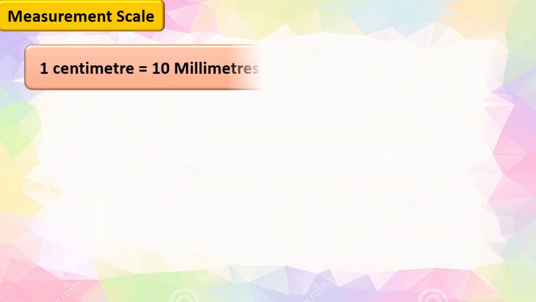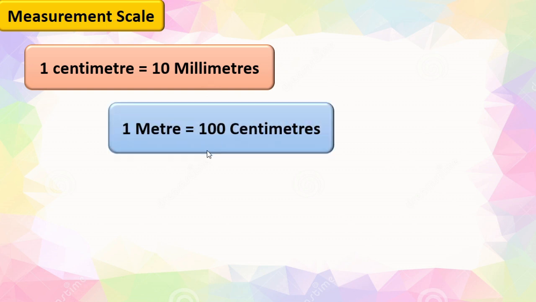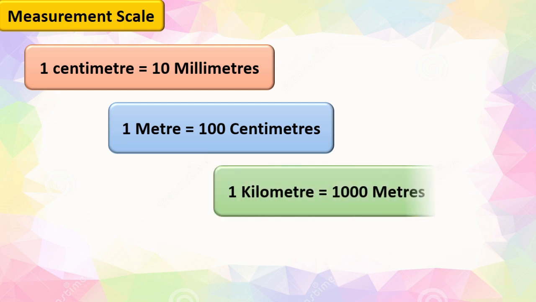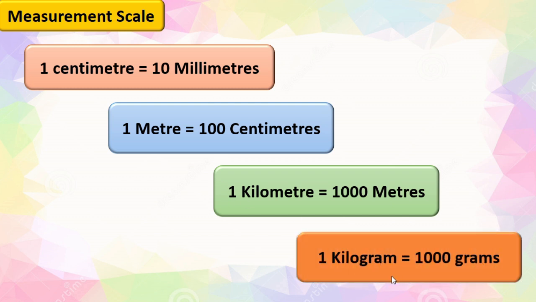Measurement scales. See, we know that 1 centimeter is equal to 10 millimeters, 1 meter is equal to 100 centimeters, 1 kilometer is equal to 1000 meters, and 1 kilogram is equal to 1000 grams. This we know because we have already completed length and mass, isn't it?